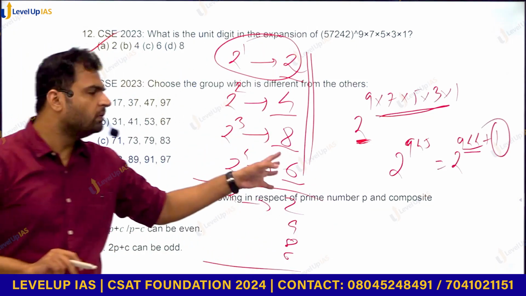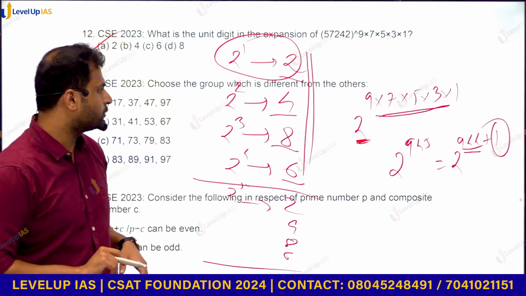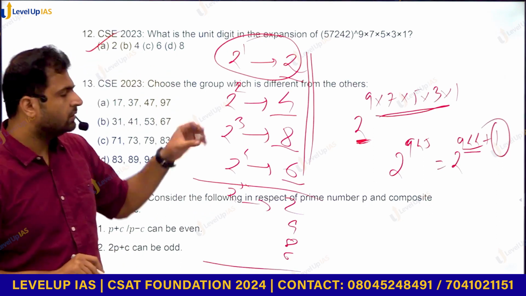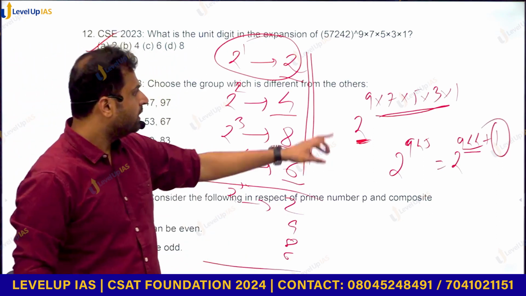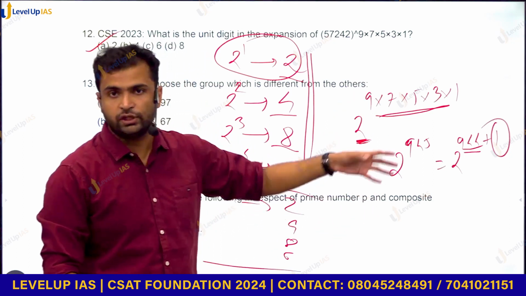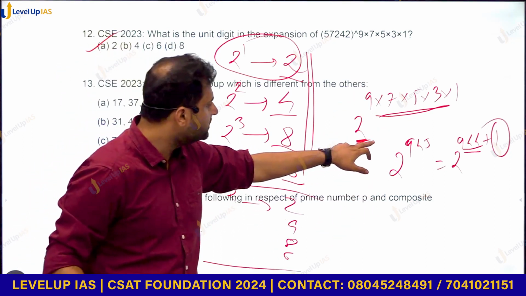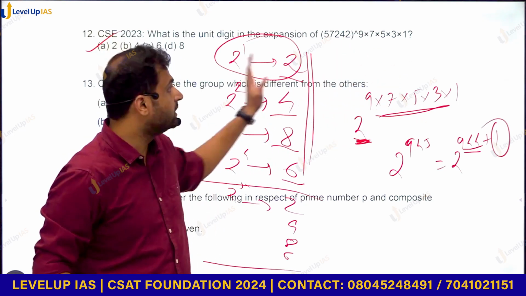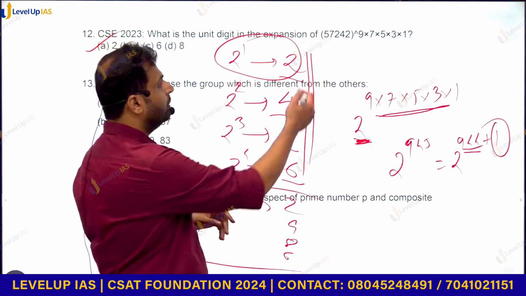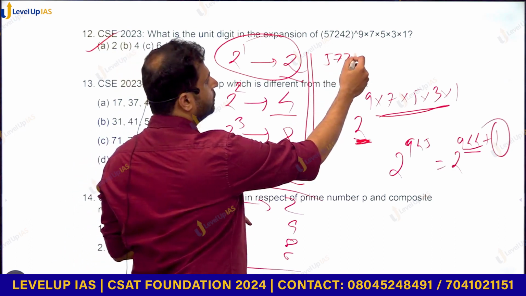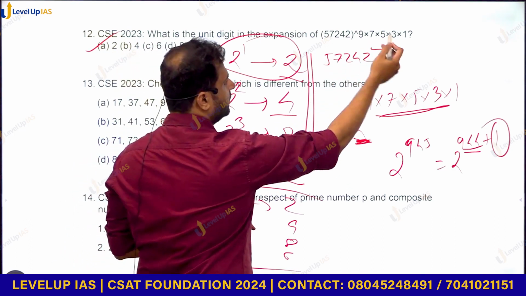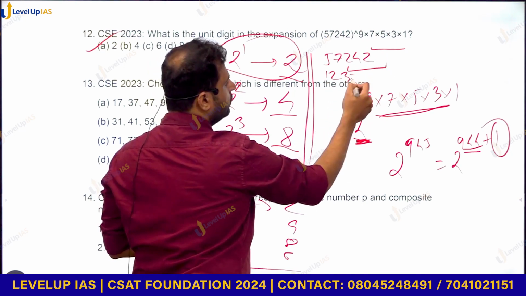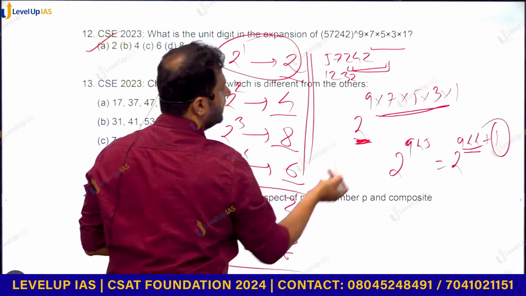Fine. We will discuss this in very detail in our classroom program, which you are welcome to join. But as a fact, whenever we are finding the units place of these kinds of powers, only the digit at the units place would determine the pattern, not the other digits. This could have been any number like 57242 raised to some power. So it could have been 123 raised to some power, or 1232 raised to the same power, and the units place would be the same.